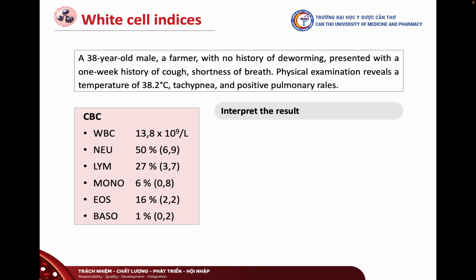The white blood cell count is 13.8, so that is elevated. Neutrophil is 50%, still within the range, and lymphocyte and monocyte are normal. However, here is the key. Eosinophil is 16%. That makes up 2.2 times 10 to the 9 per liter. That is a clear eosinophilia.